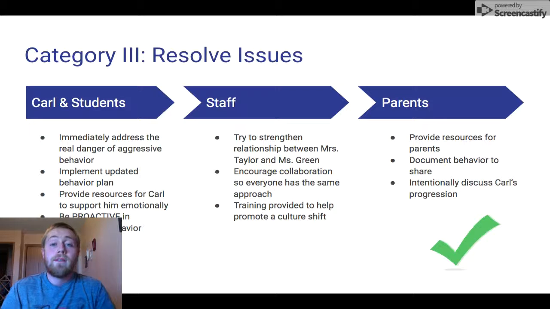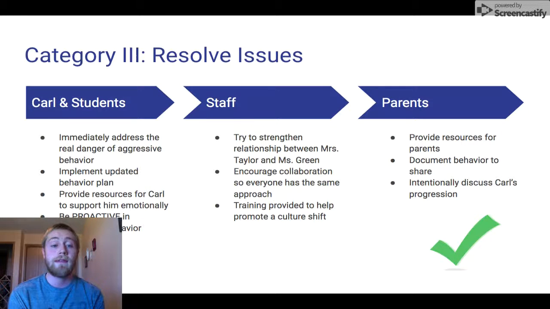And how this resolves issues, or will hopefully resolve issues. For Carl and the students, immediately addressing the real danger of his aggressive behavior will make it a safer environment for everyone. To implement an updated behavior plan that's going to be effective will be a big help in solving the problem.